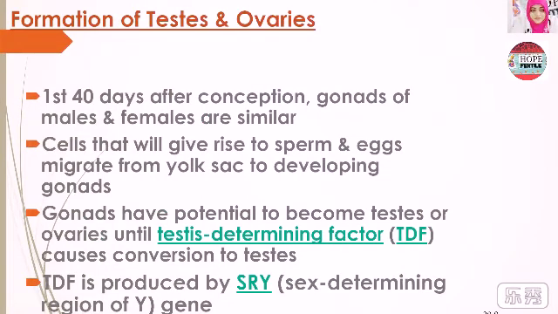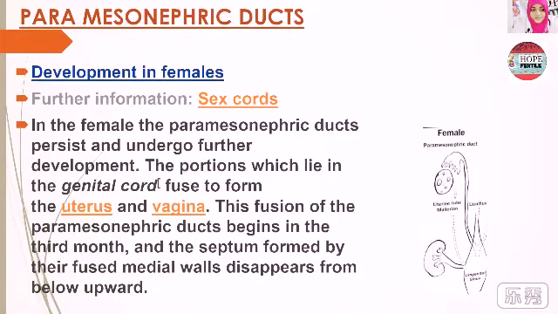So, formation of testes and ovaries. In the first 40 days after conception, the gonads of males and females are very similar. Then the cells that will give rise to sperms and eggs migrate from the yolk sac to the developing gonads. These gonads have the potential to become testes or ovaries until the testis determining factor causes conversion to testis. The testis determining factor is produced by the sex determining region of the Y gene.